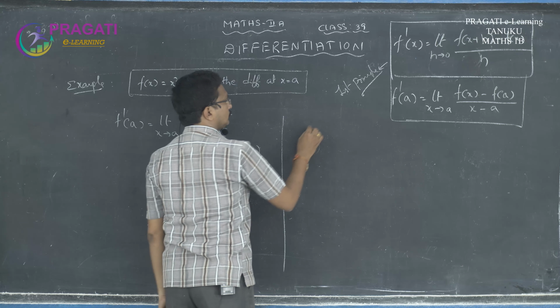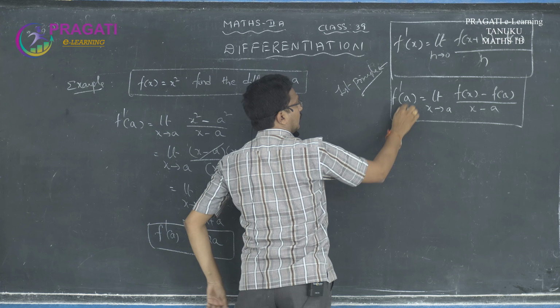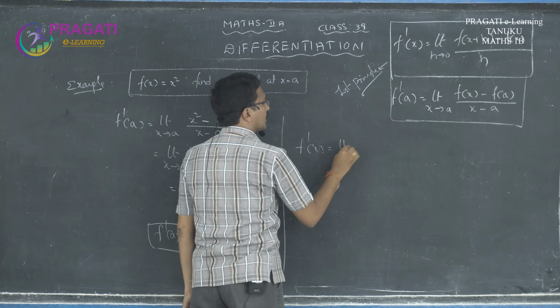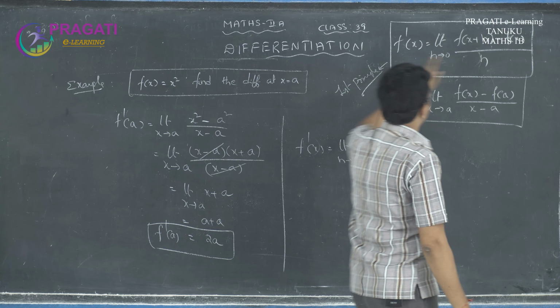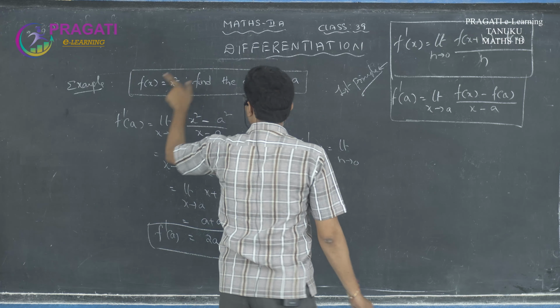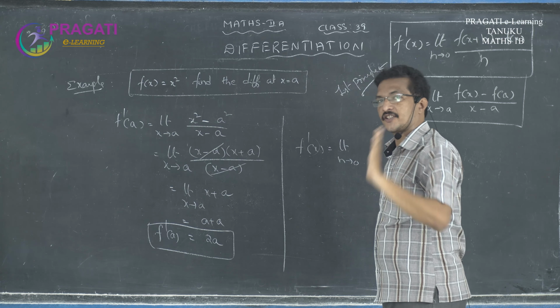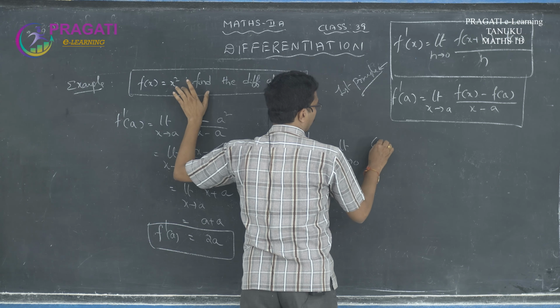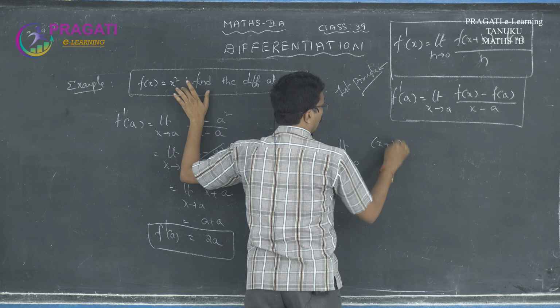Then here, check at a. Now the general derivative: f dash of x is equal to limit h tends to 0. Here f of x is equal to x square. Okay, you can understand, students. f of x is equal to x square. What is f of x plus h? To replace it, x by x plus h. Then (x plus h) whole square minus x square, by h. Here the denominator is the same, h.